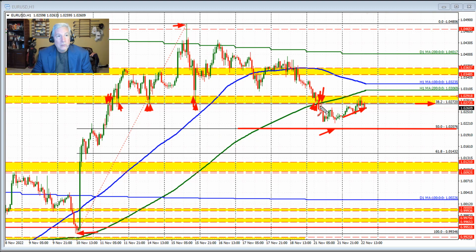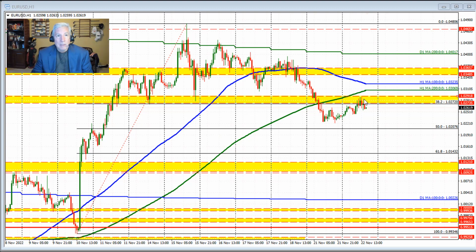We fell below it yesterday. That was also near the 23.6% retracement. So lots of activity going on at that level. So we need to get above that 1.02918 level, and then back above the 200-hour moving average and the 100-hour moving average, if the buyers are going to turn more to the upside.